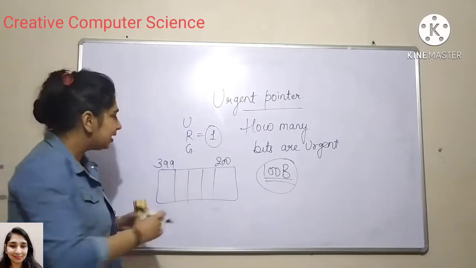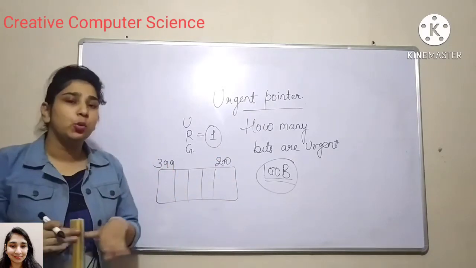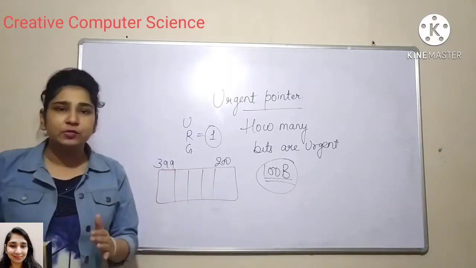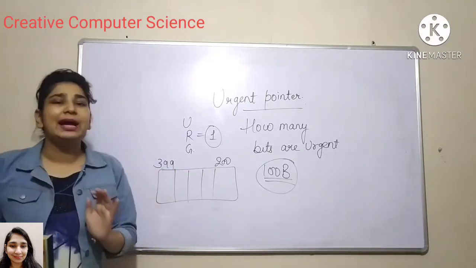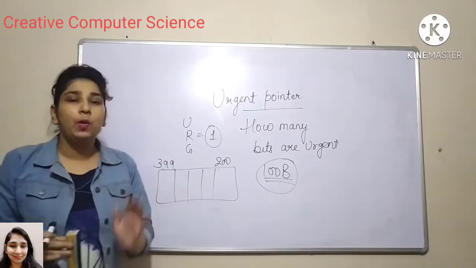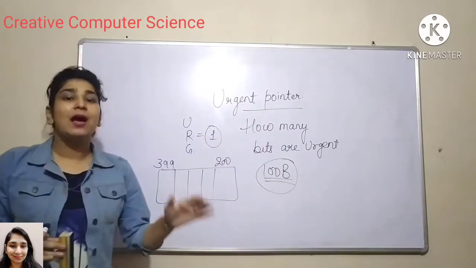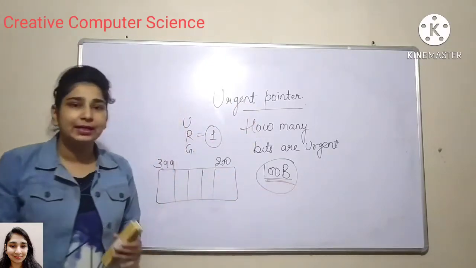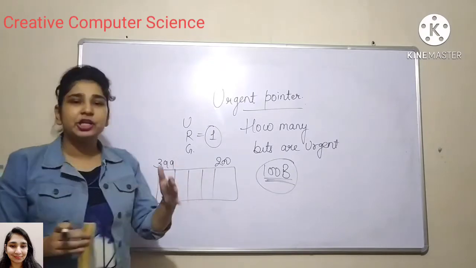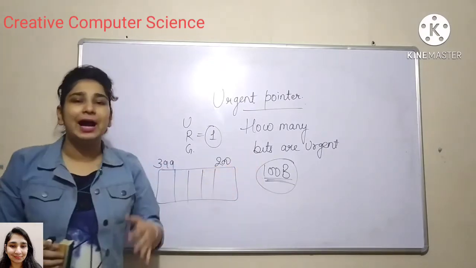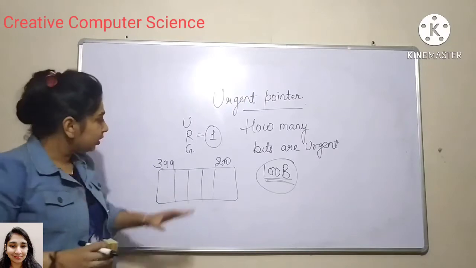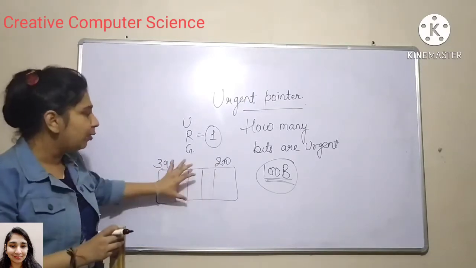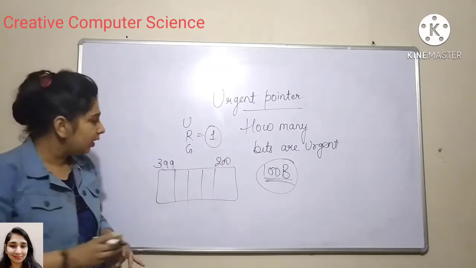So let's suppose the segment size is 200 bytes and the sequence number lies in the range from 200 to 399. And what does our urgent pointer say? Urgent pointer says that we have 100 bytes of urgent data. So how will you calculate how much data is urgent in the entire segment?